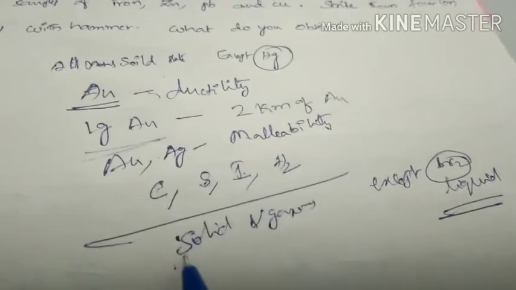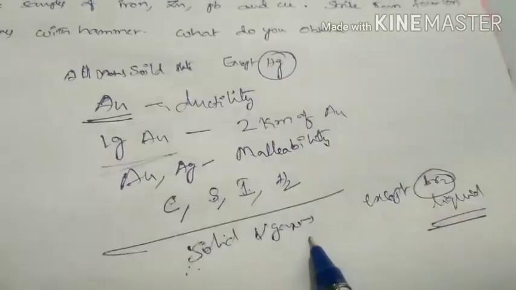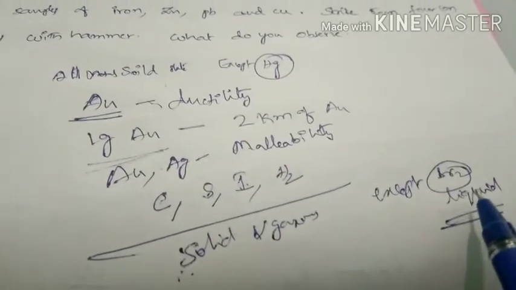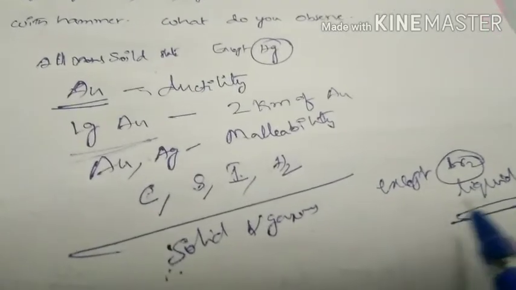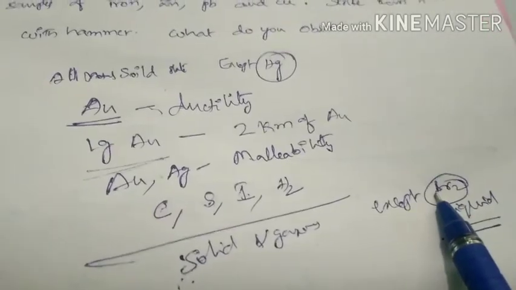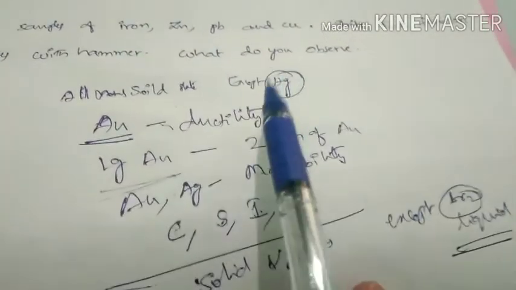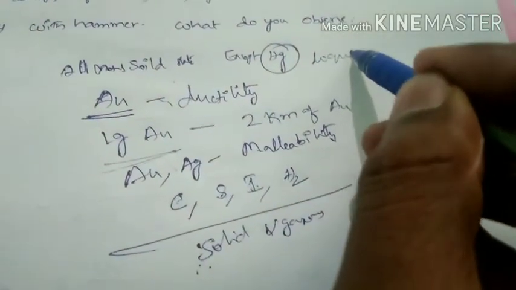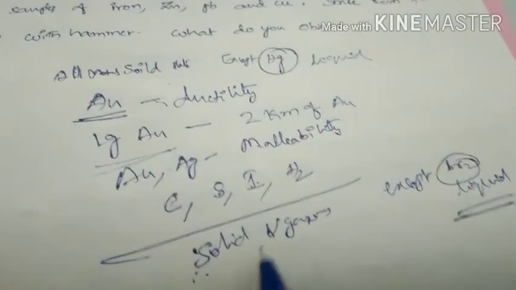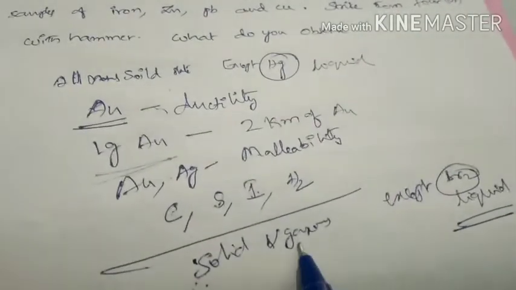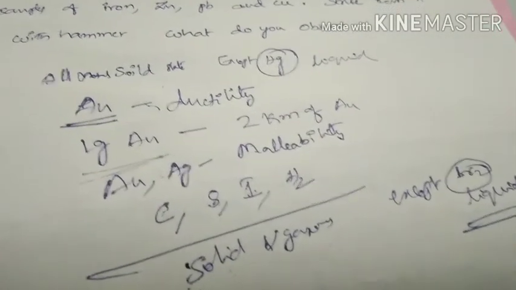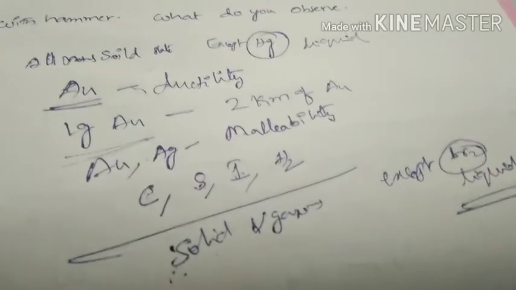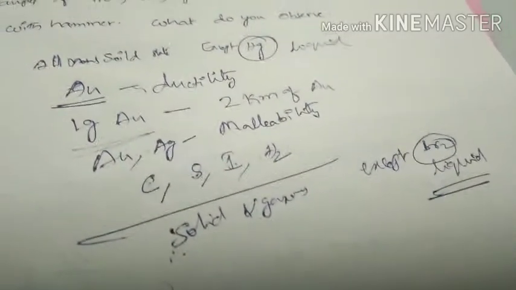This is a very important point. Most of the non-metals are present in solid and gaseous states. The non-metal which is present in liquid state is what? Bromine. All metals are present in solid state except mercury, which is present in liquid state. All non-metals are present in solid and gaseous states except bromine, which is liquid.